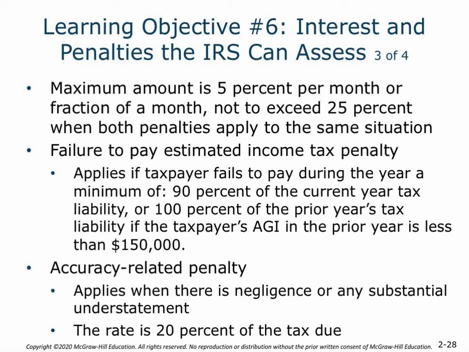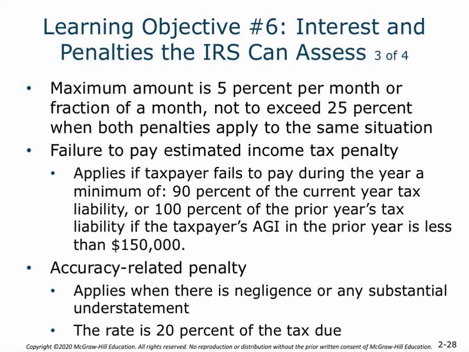for the maximum. So failure to pay estimated income tax applies if the taxpayer fails to pay during the year a minimum of either 90% of the current year's tax or 100% of the prior year's tax liability. And then that will come in if the taxpayer's AGI in the prior year is less than $150,000. And where that typically would come into play is if you have income that is not having withholdings from it, and you did provide estimated payments in the previous year, then you have a requirement to keep doing that in the current year to make sure that you meet that threshold.